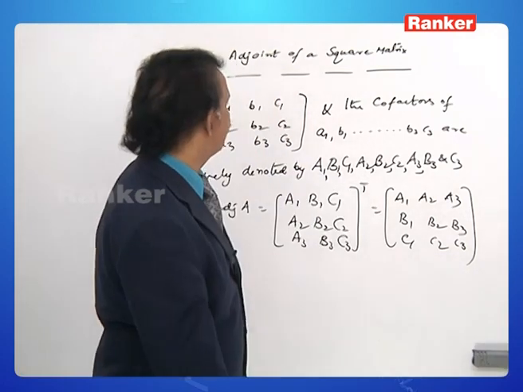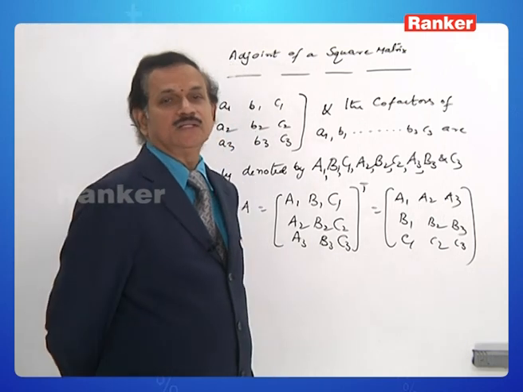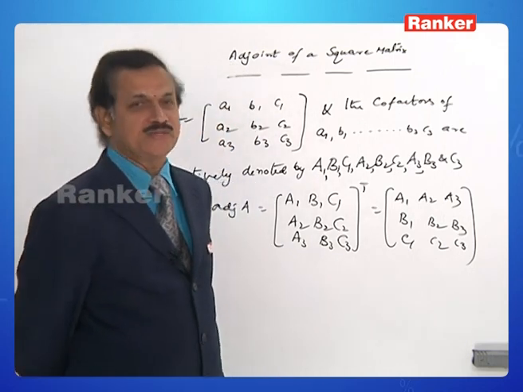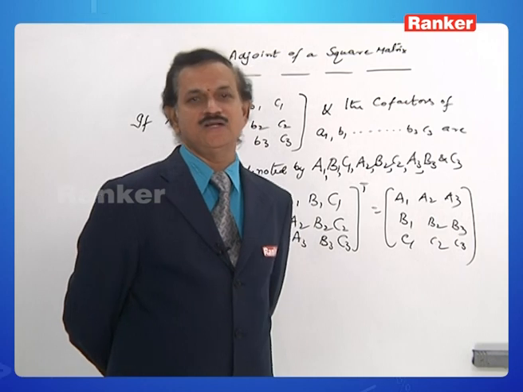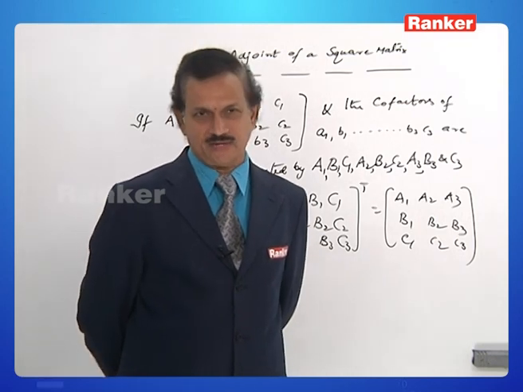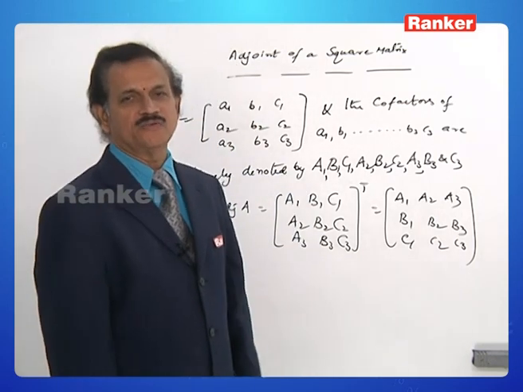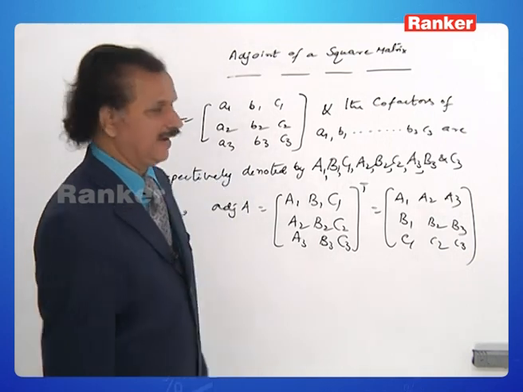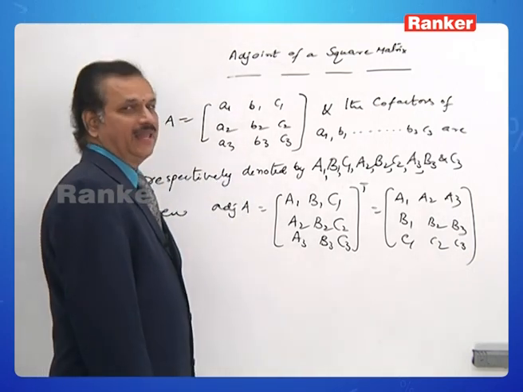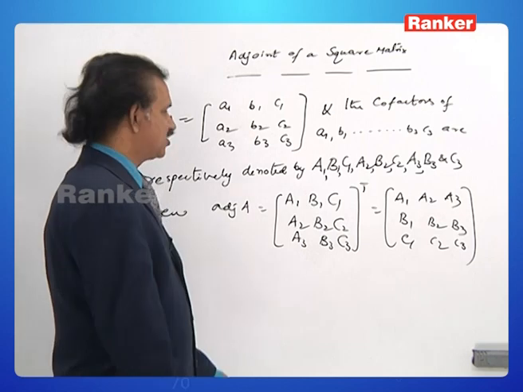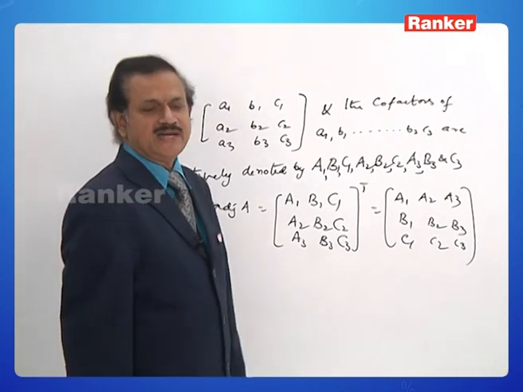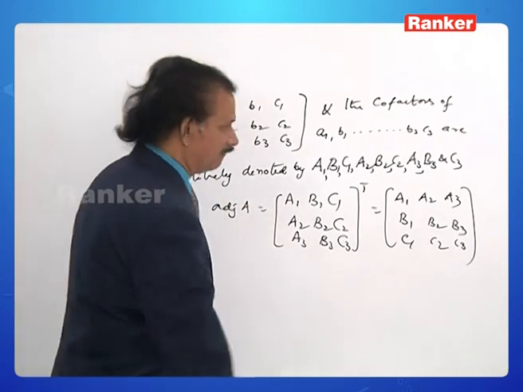Good. This is about adjoint A. Now, this is the time for us to look at one of the most standard and useful results of adjoint A, that is A into adjoint A is equal to det A into I, isn't it? That is the next famous result, or next important result. Let us first have the statement of that result.